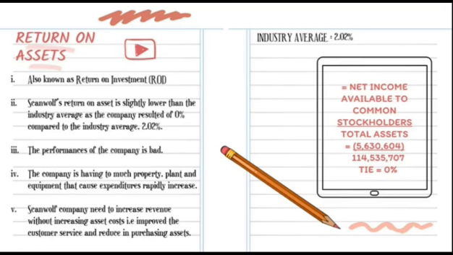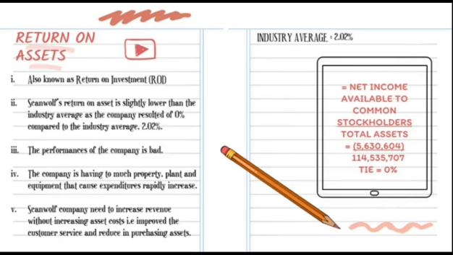Fourth is return on asset. Return on asset can also be called return on investment. This ratio shows the ability of the management to earn profits from the investment of the company. From the calculation, Scanwolf's return on asset is slightly lower than the industry average, as the company resulted in 0% compared to the industry average of 2.02%. The performance of the company is bad.